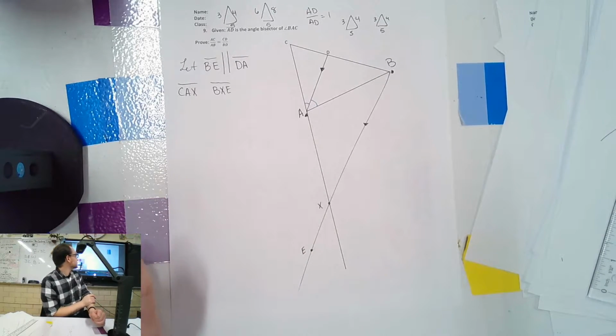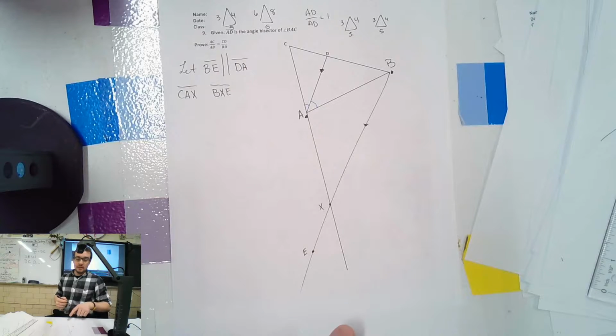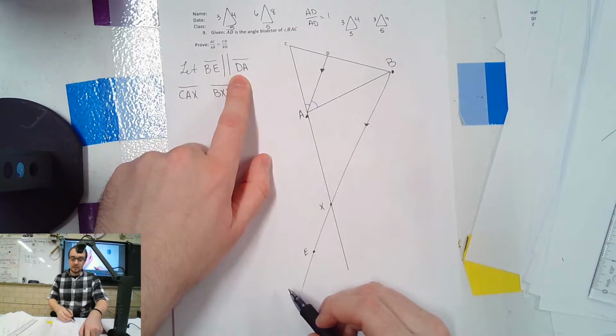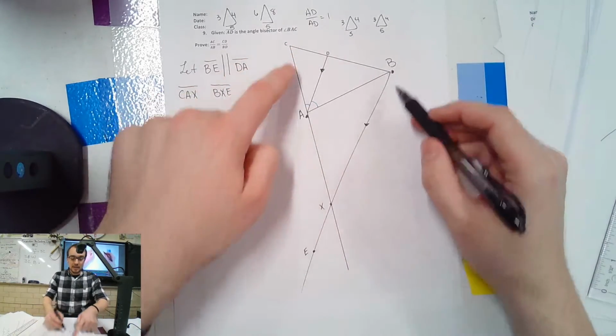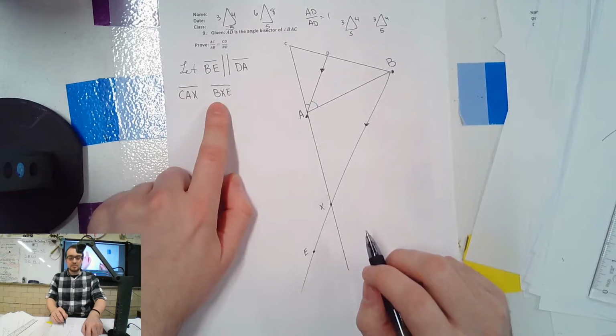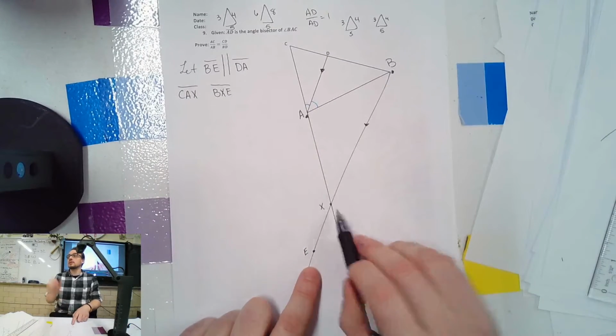Okay, cool. So I've got CAX, I extended that, and I extended this to make BE parallel to DA. Now notice they both have an X in them, right? So those two line segments share that point. CAX and BXE must intersect at X, right? So that's my construction.